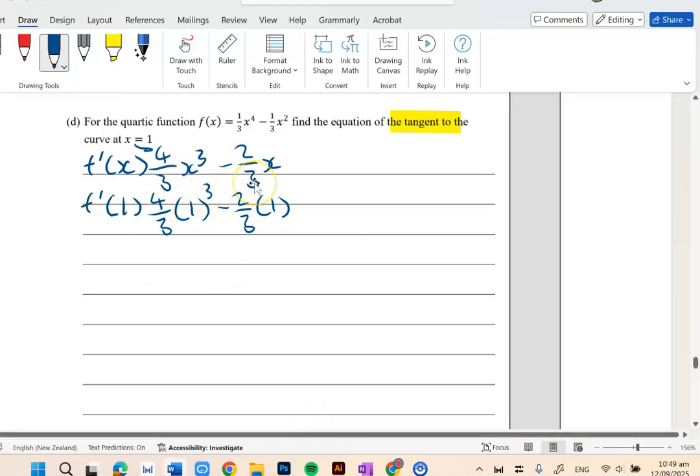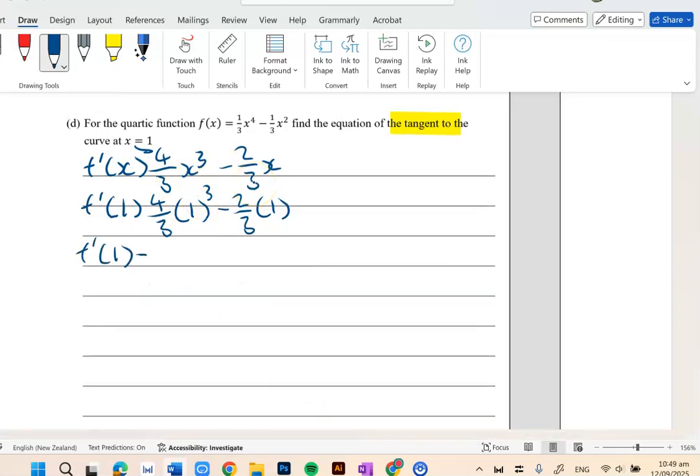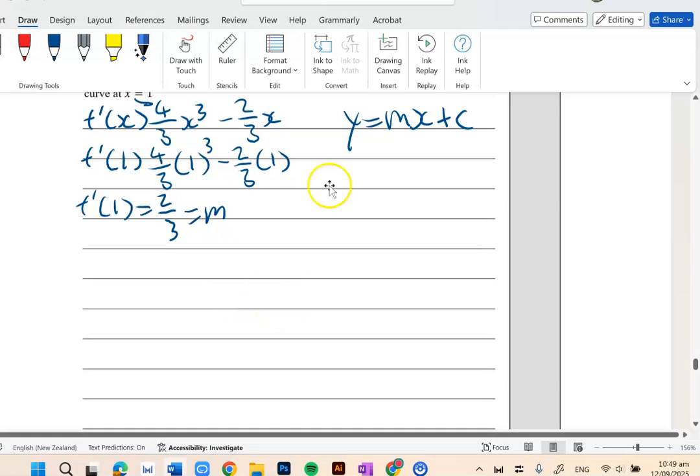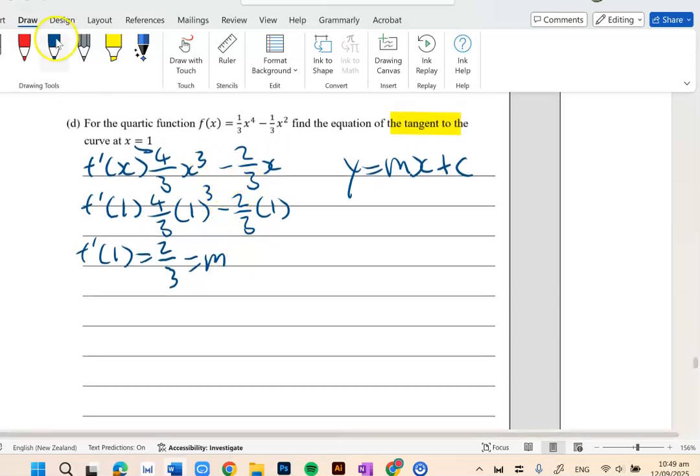When we do that, we should get, when x is equal to 1, it equals 2/3. So this is m, this is our gradient. Remember, we want it in the form of y equals mx plus c. So we've got the gradient. Now, once we've got the gradient, we can find the y value. So to find y, we just have to plug this back into the original equation.